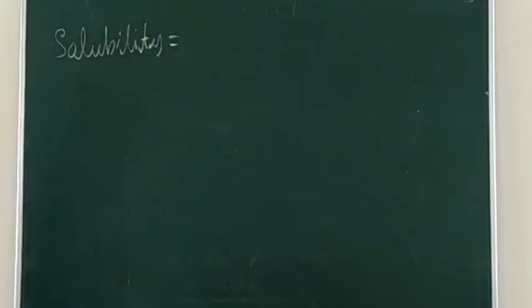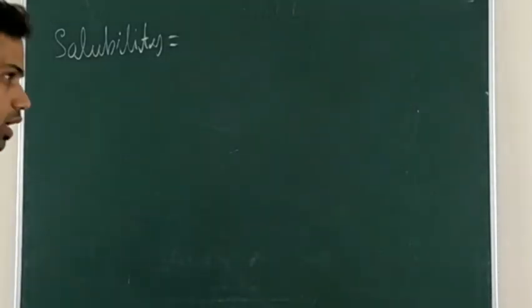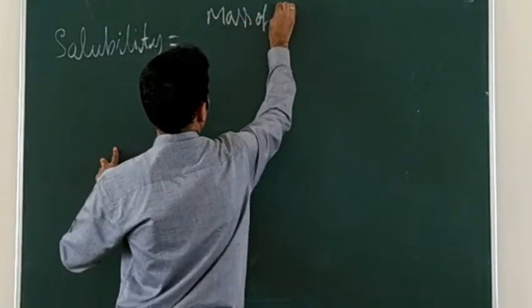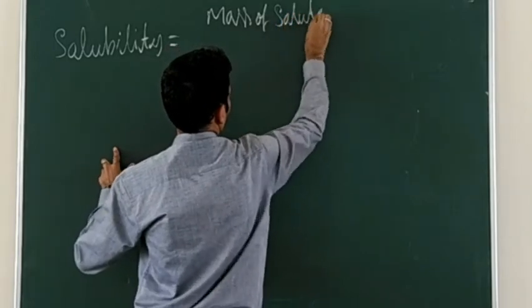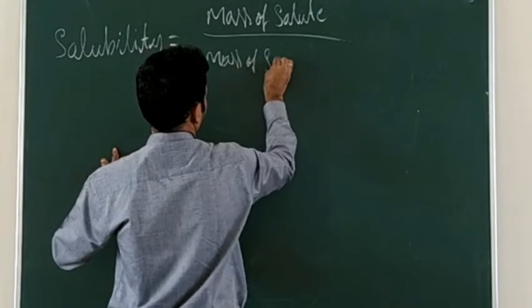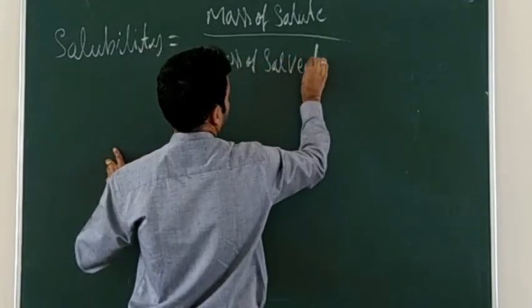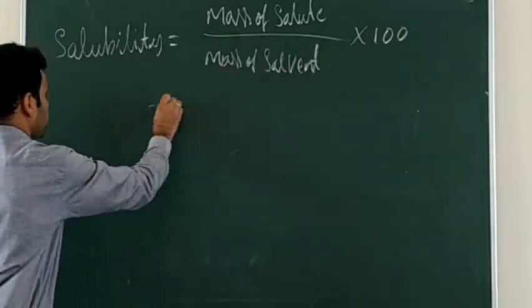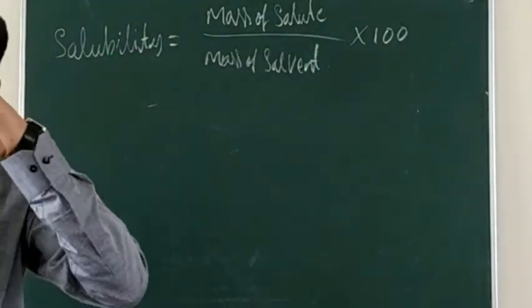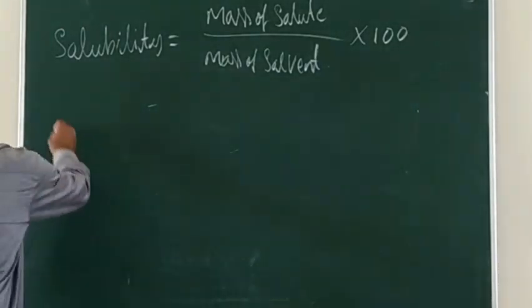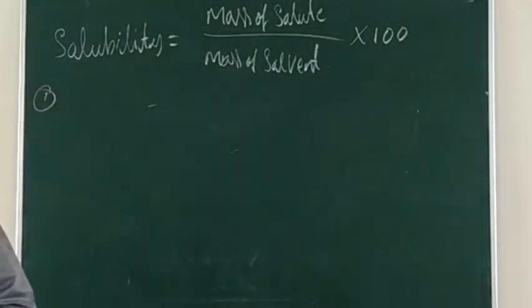So solubility can be found by using the formula: mass of solute divided by mass of solvent into 100. So this is the formula to find solubility. A few problems you have to solve there. First, I will do just one problem and show it. So I will read the question.